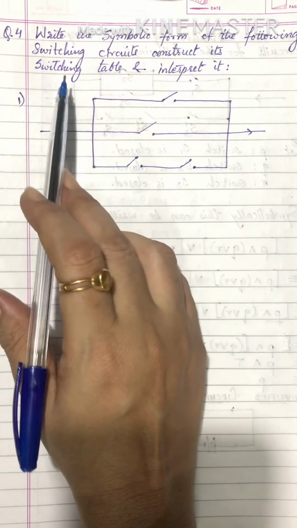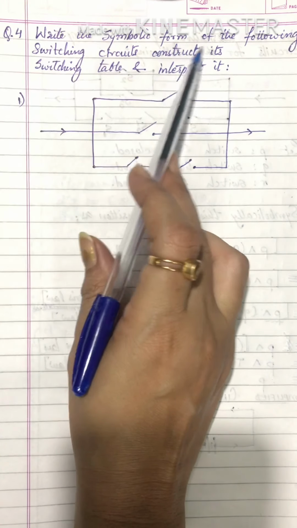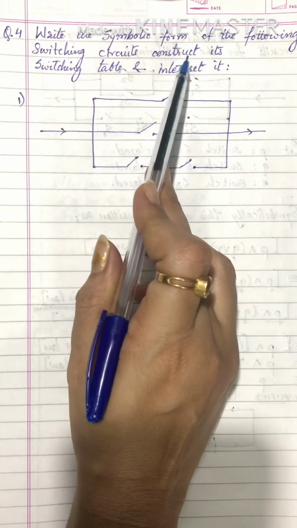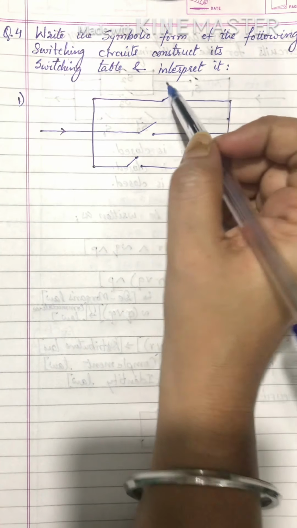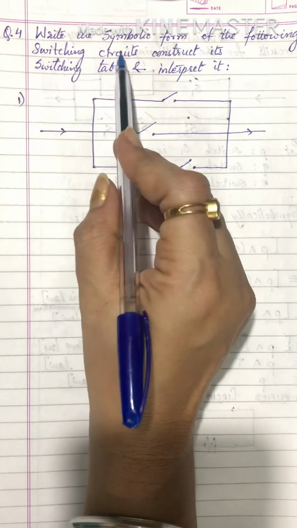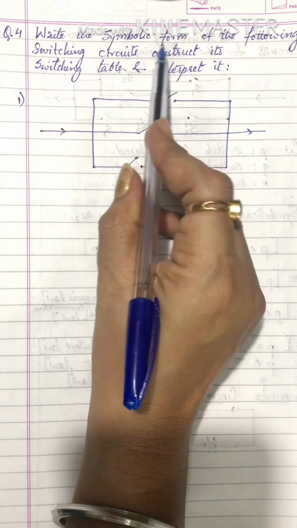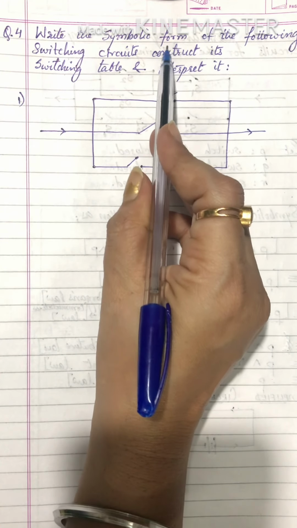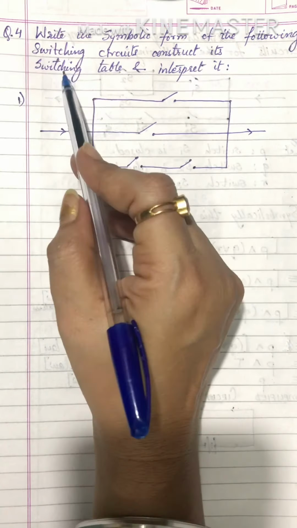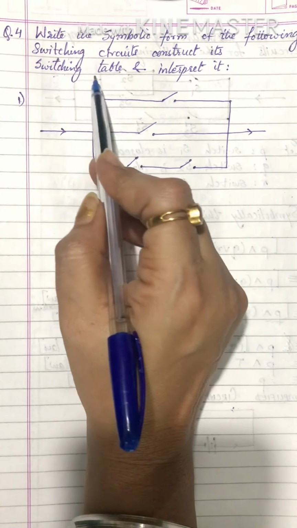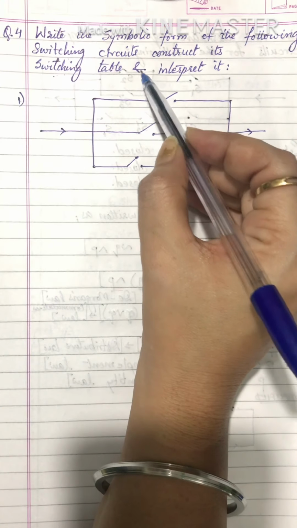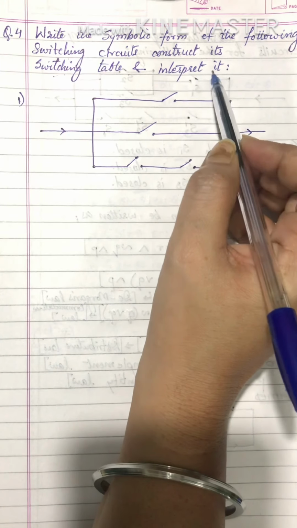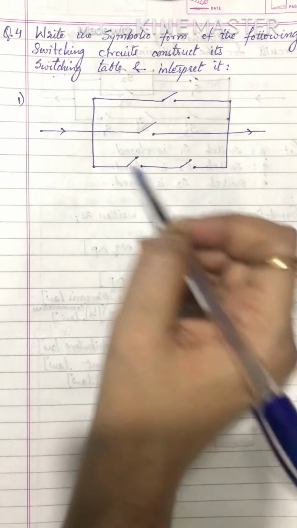Now this is our next type of question. Write the symbolic form of the following switching circuits, construct its switching table and interpret it. Now see, till now we have learned how to write a switching circuit in its symbolic form. We have also seen how to construct its switching table, that is the input output table which we saw. And in this question they are asking us to interpret the answer. This is something new.